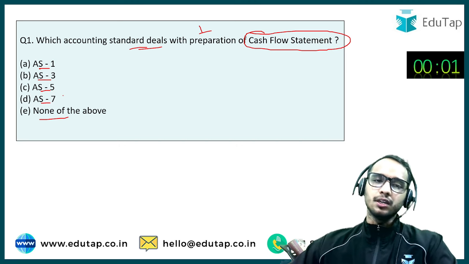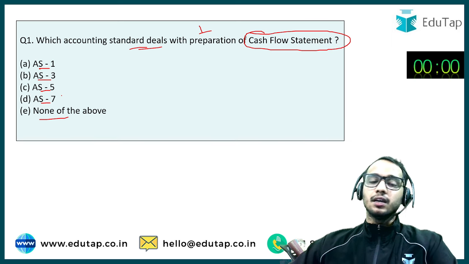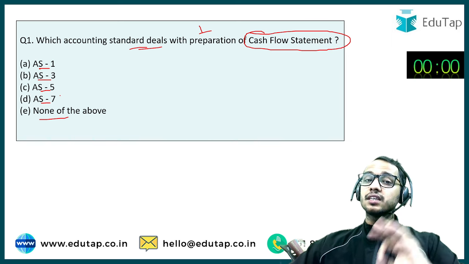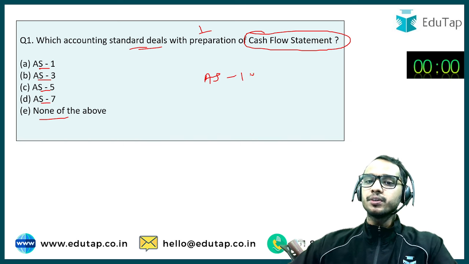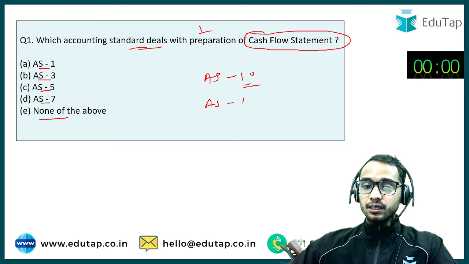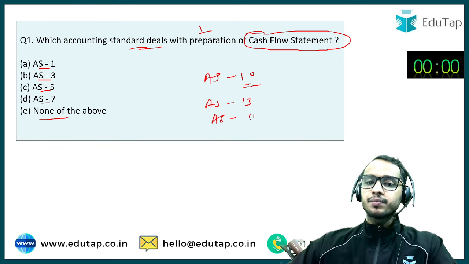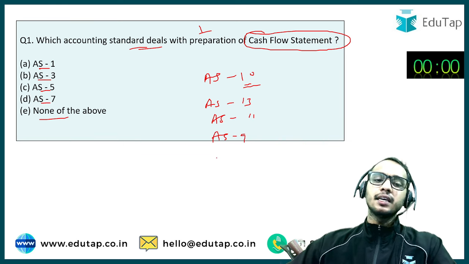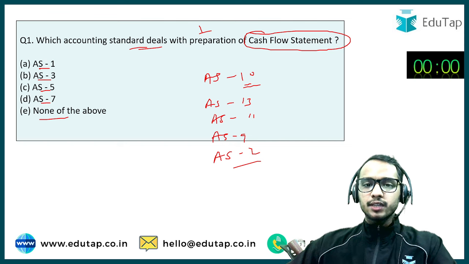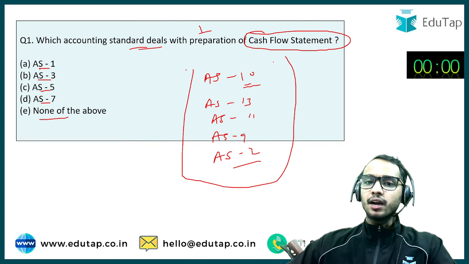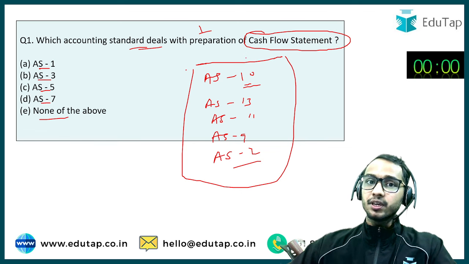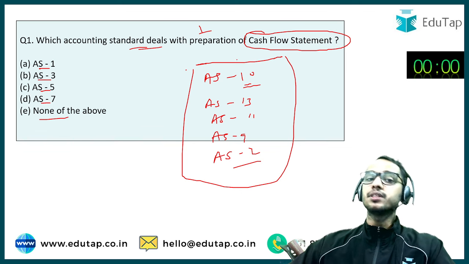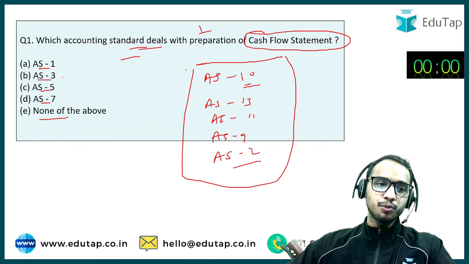See, you need to remember all these numbers of accounting standards which are in your syllabus, such as AS10, that is accounting standard for property, plant and equipment, AS13, AS11, AS9 and AS2. Okay, so these are in your syllabus, but apart from that you have the topic of cash flow statement. So therefore this question is coming in front of you. You have to tell me the accounting standard for the cash flow statement. So the answer would be AS3, right?